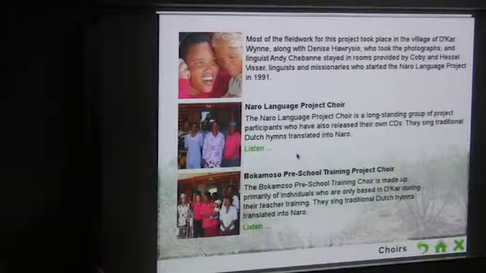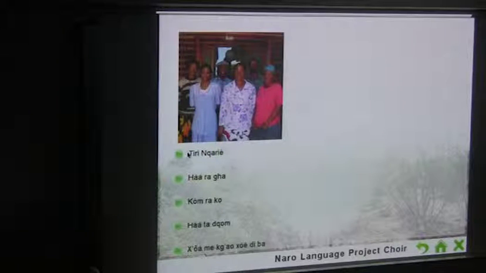There were also some choir songs that I recorded, and most of the material on the disc didn't feature in my installation. So there's a Naro language choir, which is.